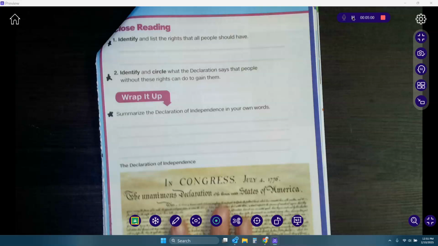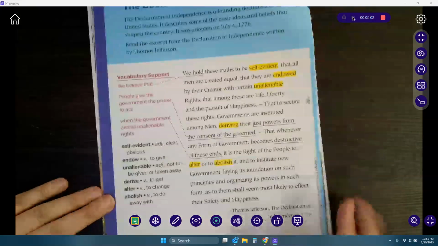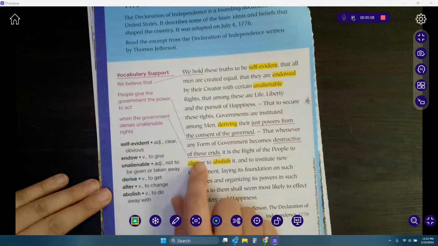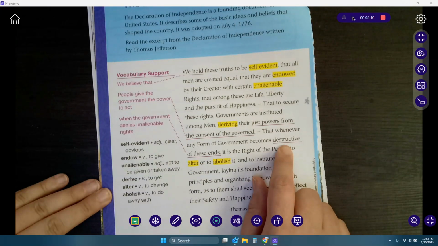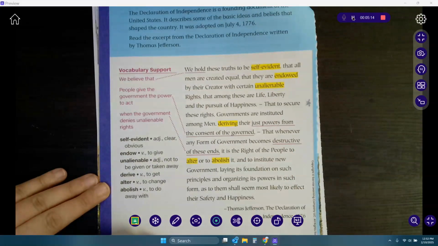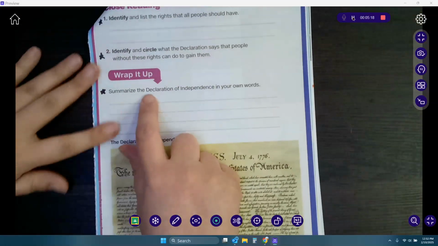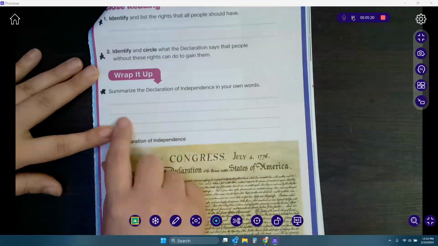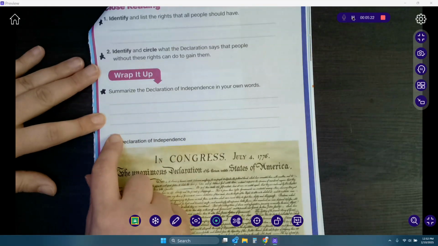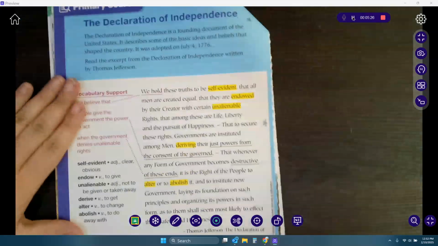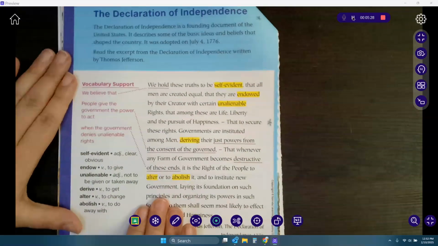So if they're doing away with, okay, they're hurting our ability, they're being destructive, they're hurting it. What can we do to get those rights back? And then summarize the Declaration of Independence in your own words. So in 1 to 3 sentences, tell me, what is the Declaration of Independence talking about right here? Okay.